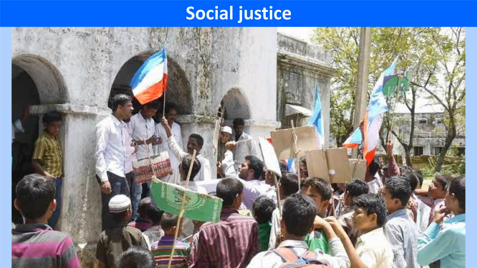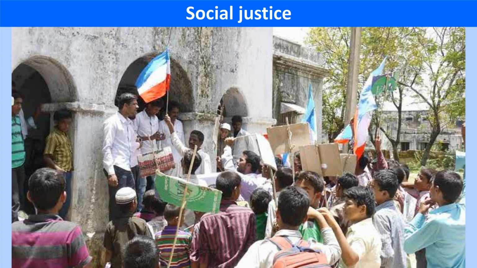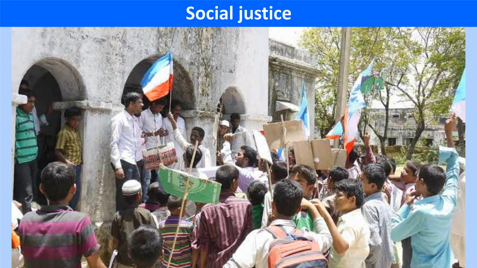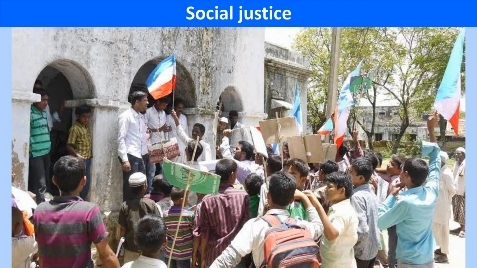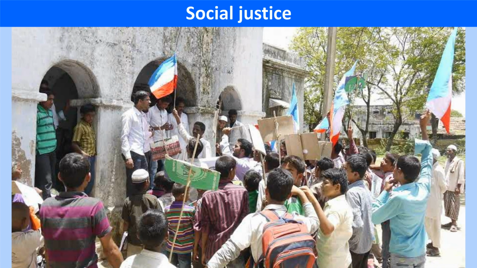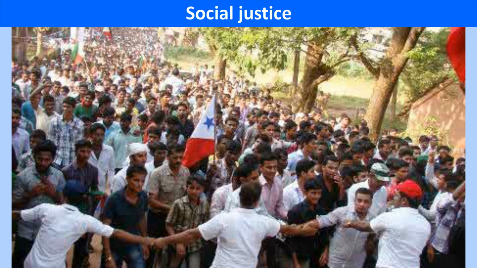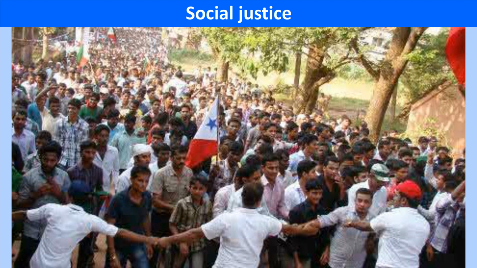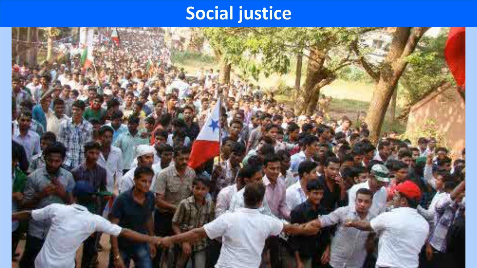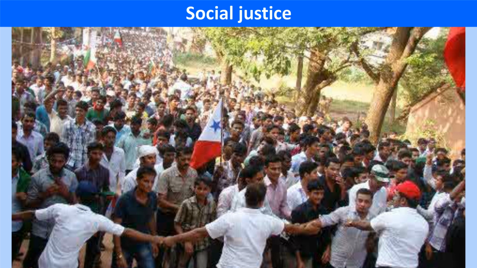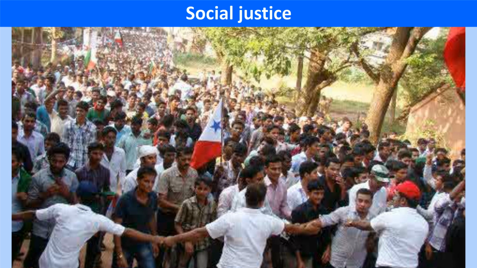All the people should get equal treatment in the society and should be subjected to the same laws. Such a situation in which there is no discrimination in the society is called social justice. The government tries to create a condition of social justice through certain laws and regulations. Let us look at some of them.